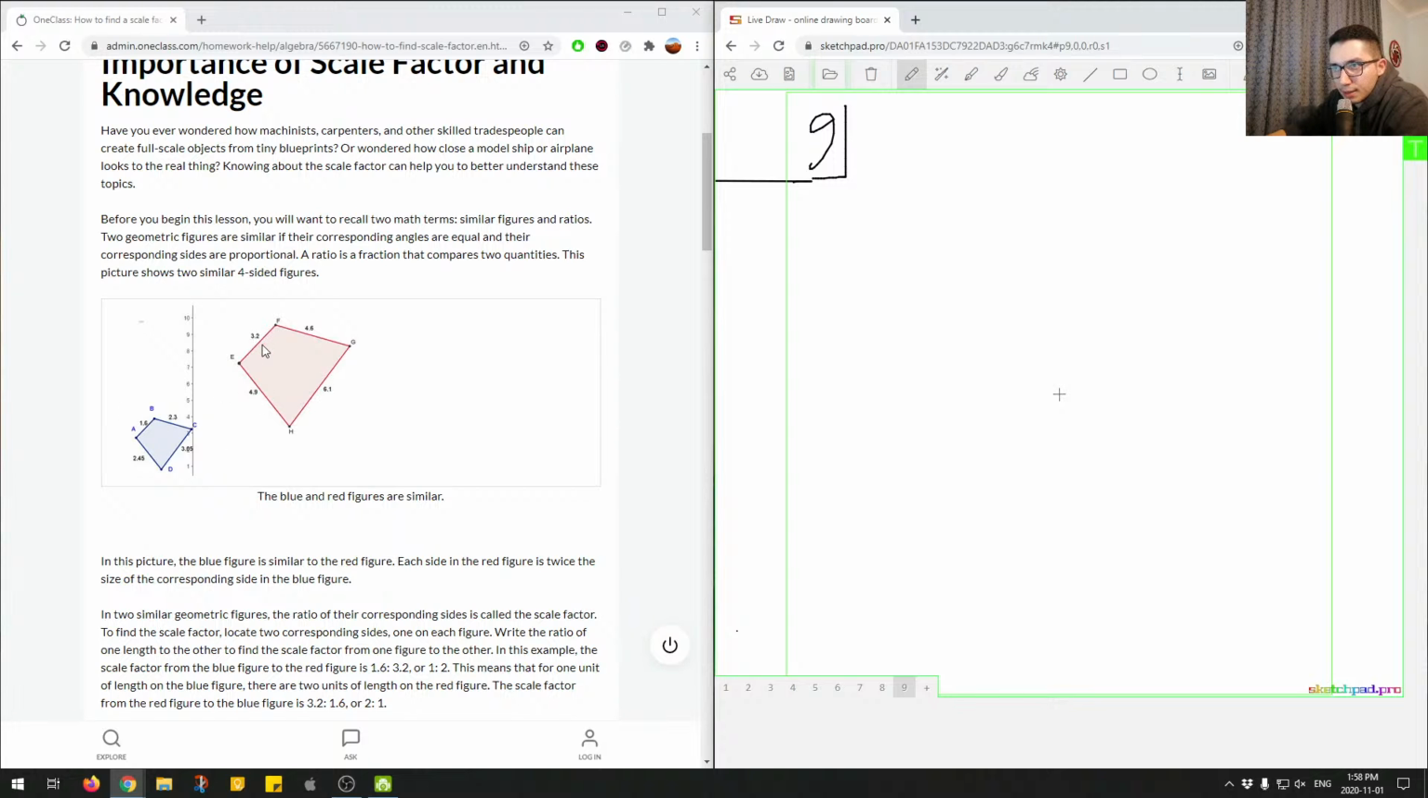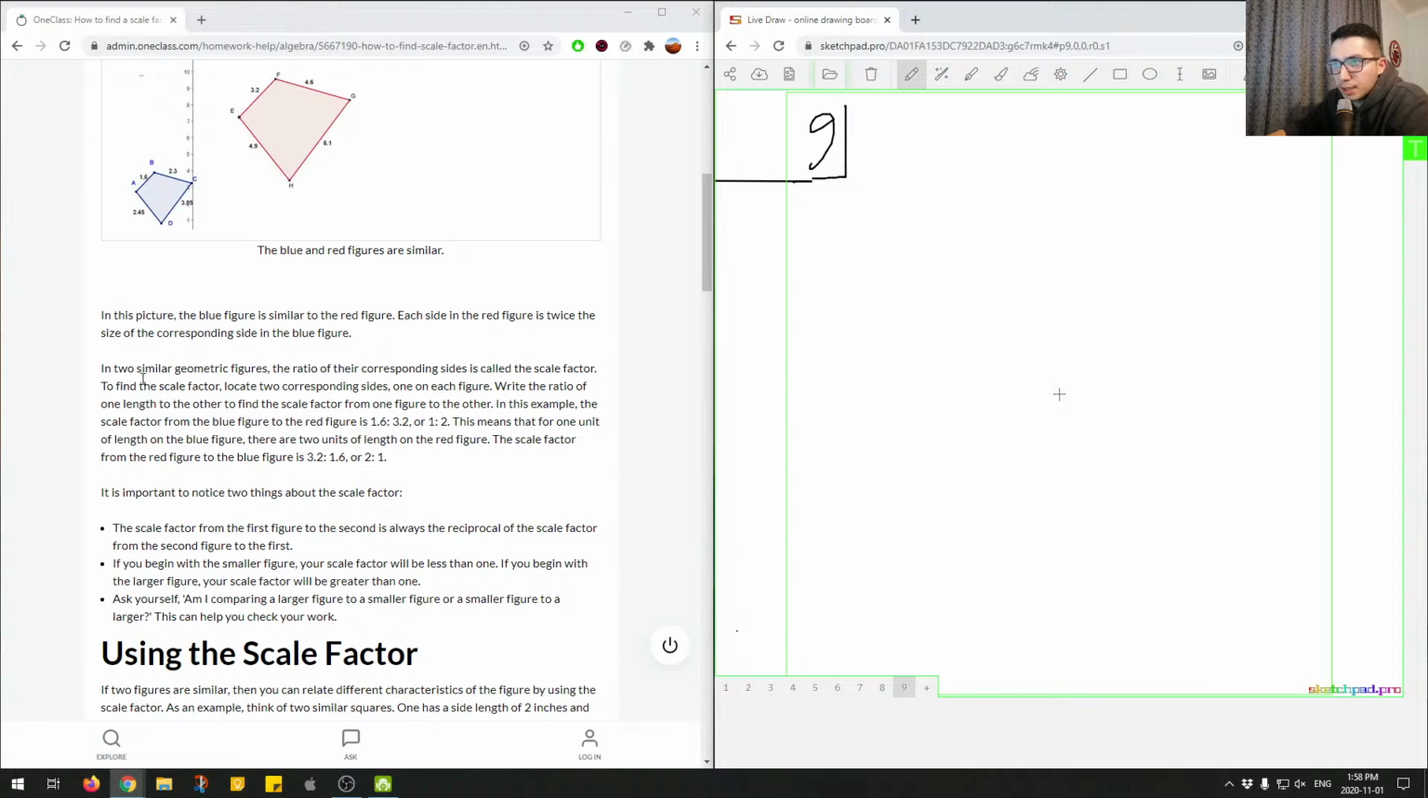You can see that this side is 3.2, this side is 1.6. So 1.6 times 2 will give us 3.2. Similarly, 4.6. This is a little small. It might be a little tiny on your screen, but here it says 4.6. Here it says 2.3. So 2.3 times 2 is 4.6. And it's similar for the rest of the sides. So they just multiplied 2 by every side and drew this over here.